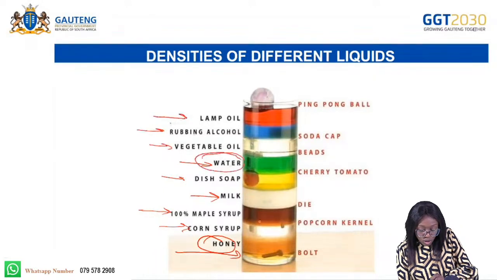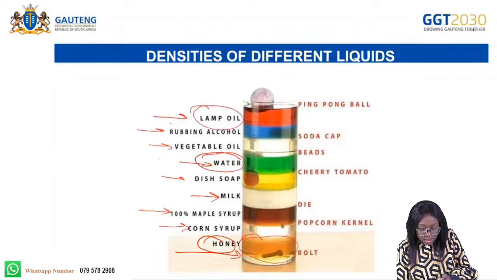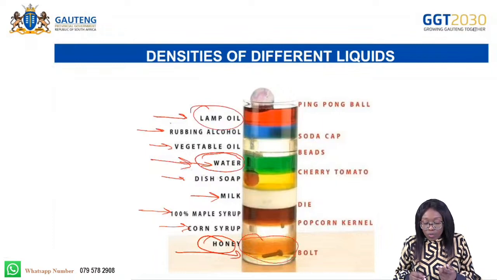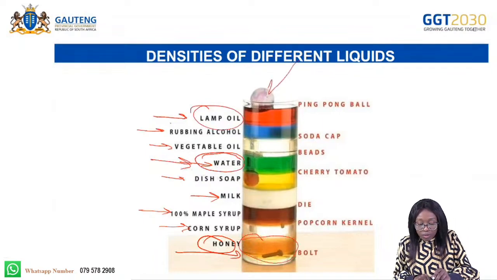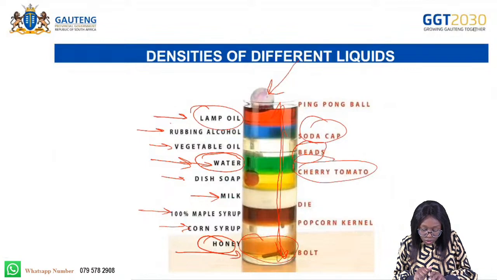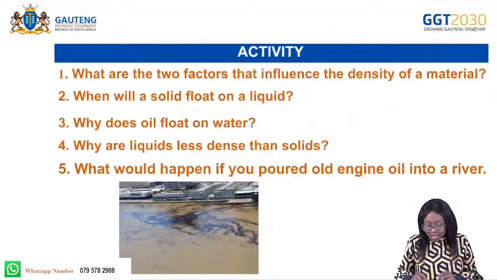So here, water is less dense than honey, so water will float on top of honey. Lamp oil is less dense than water, so the lamp oil will float on the water. We also added some solids. There's a ping pong ball. It's less dense than all these liquids. Then we've got beads, a soda cap, and a cherry tomato, which has the same density as the dish soap. It's floating within the dish soap.